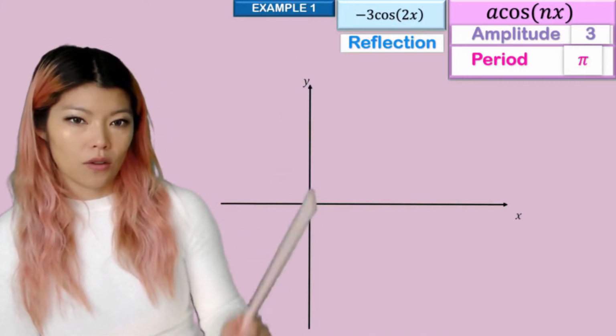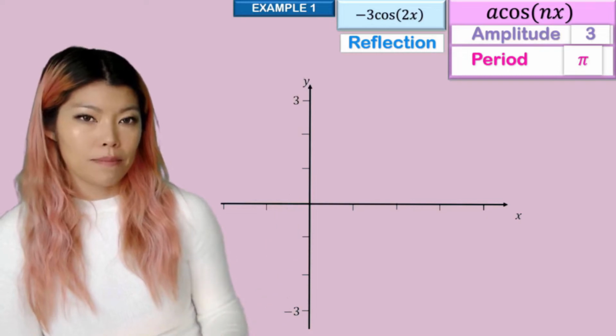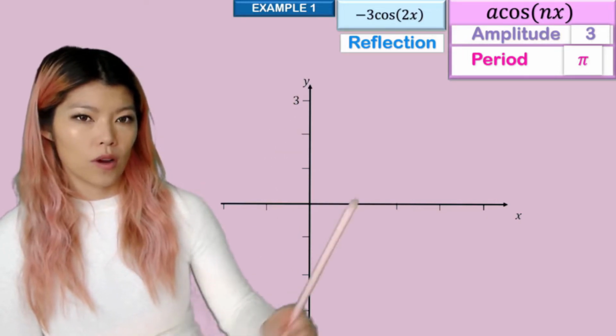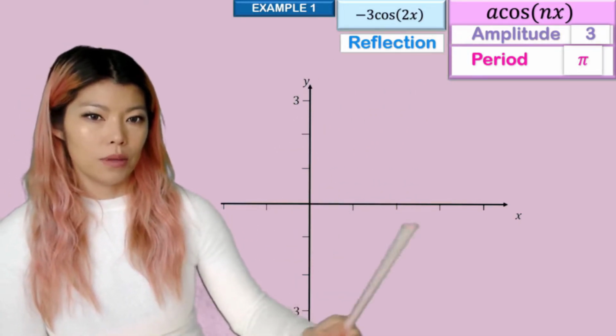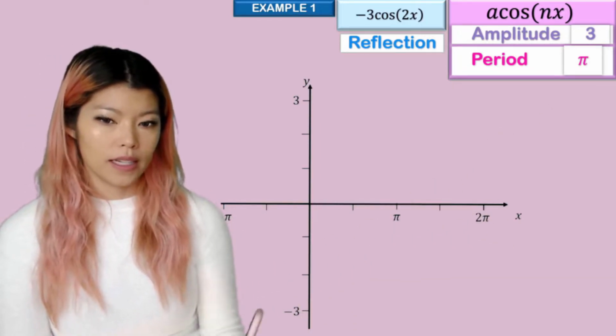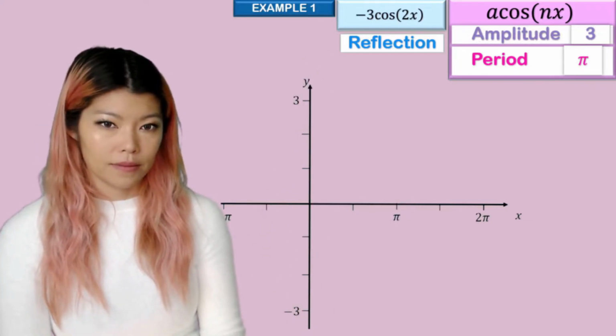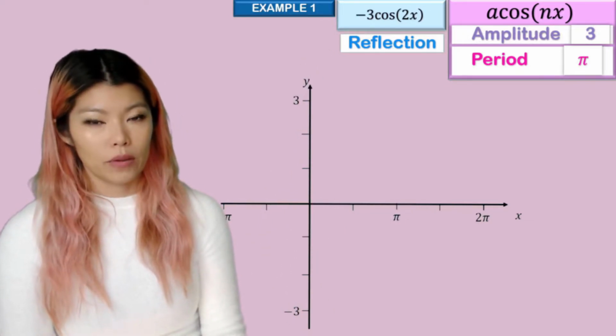So let's sketch our y and x axis. Now the numbers will be 3 and minus 3 for the y-axis because of the amplitude, and for the period, we need to include pi somewhere. We cannot go to 2 pi. It doesn't really matter as long as you have pi, because the question doesn't ask you for a domain. So we need to show at least one period.